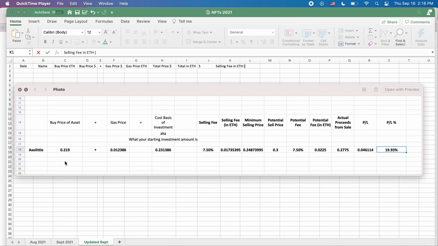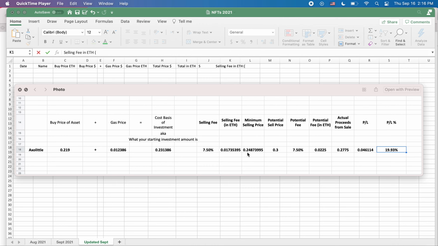So I bought my Axolotl for 0.219. It has to reach a minimum of 0.248739995 for me to cover the selling fee, gas price, and also included in here has to be the gas fee. Okay? Add this to this. That is your minimum selling price.